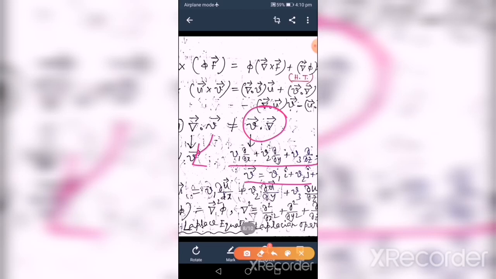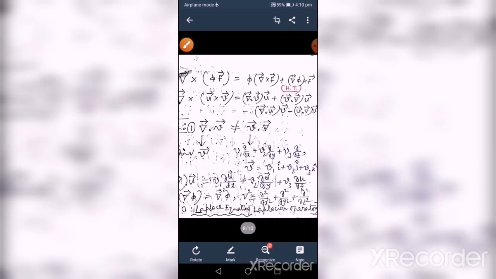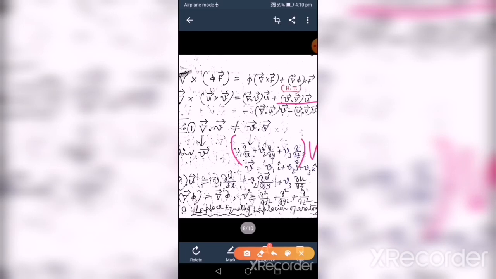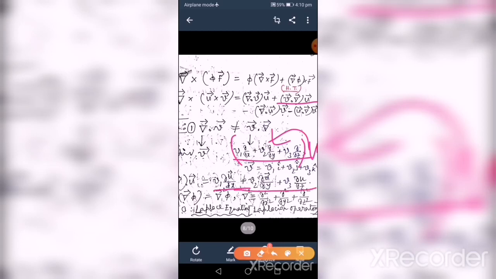So what is v dot del u? This is the complete term, so we have to put one u at the end. It will give v1 del u/del x plus v2 del u/del y plus v3 del u/del z. So del dot v and v dot del are completely different.